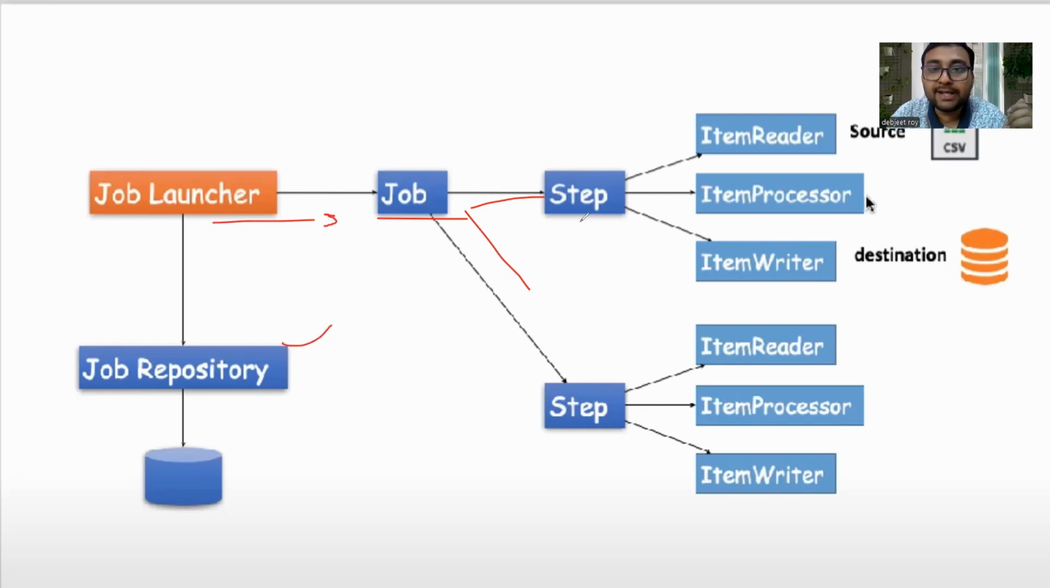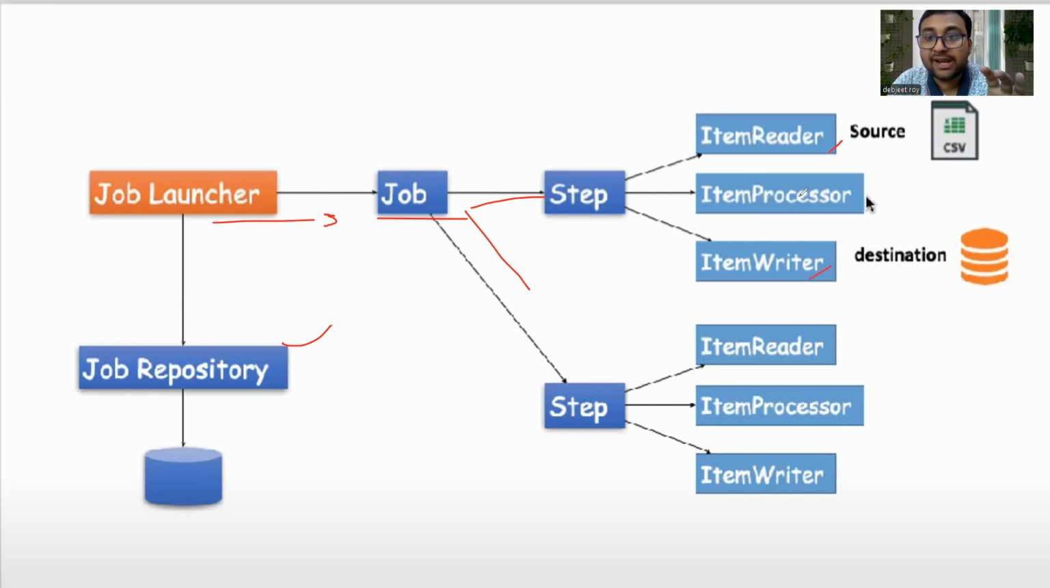Then within those n number of steps, each step will consist of item reader, item processor, and item writer, in which reader and writer are mandatory to override. Why are reader and writer mandatory? Because item reader will read the data from the source file. The source file can be a CSV file, an Excel file, a DAT file, any kind of file. It can be a database also. And the destination can be a database or any kind of file. So source and destination are fixed. That's why item reader and item writer need to be implemented.